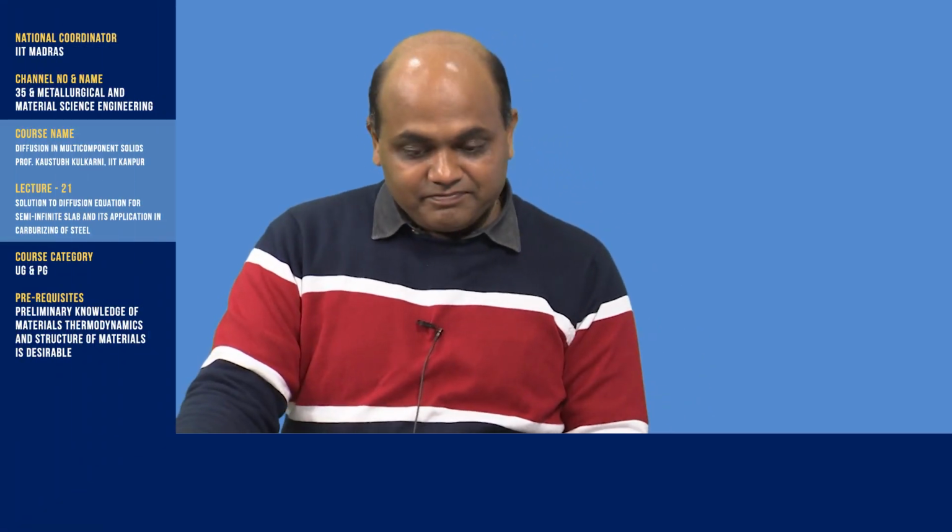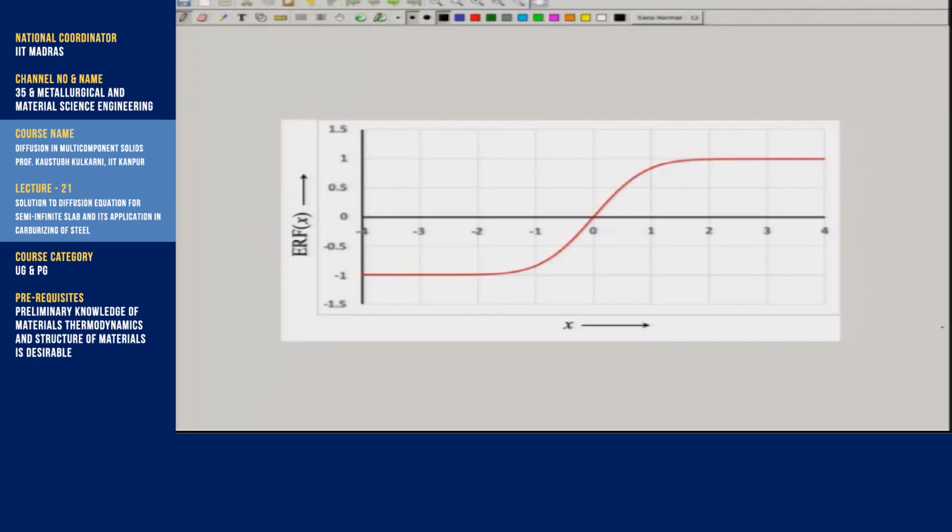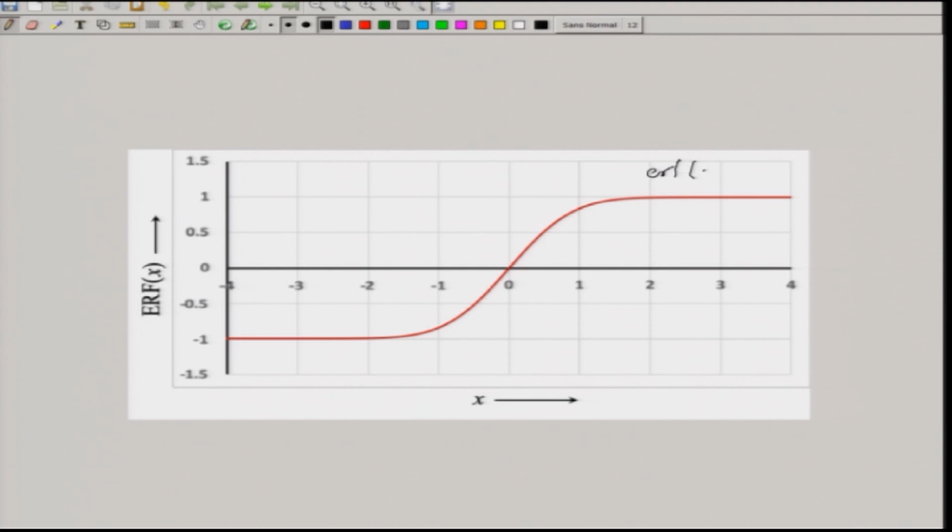Infinite, right. That is why it is called an infinite boundary condition. But physically, let us look at the error function plot, erf of x versus x. We know that the error function at infinity tends to 1.